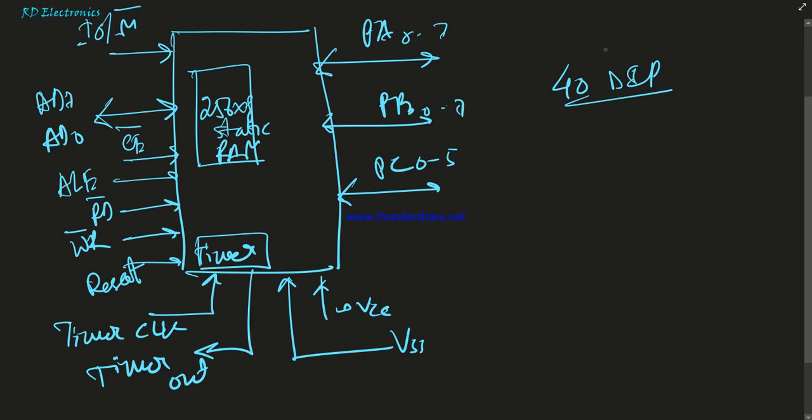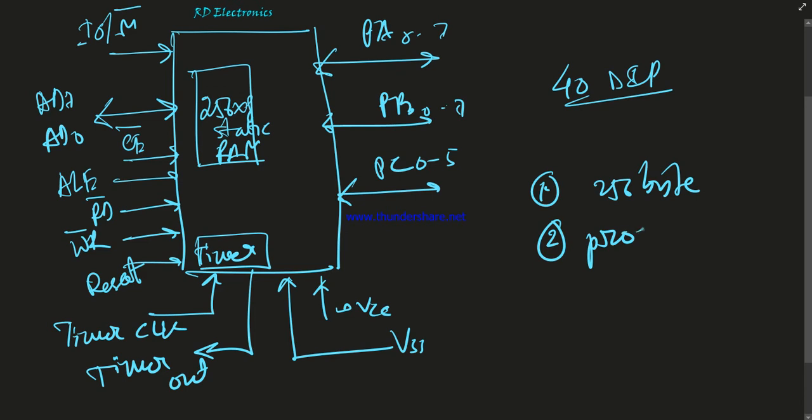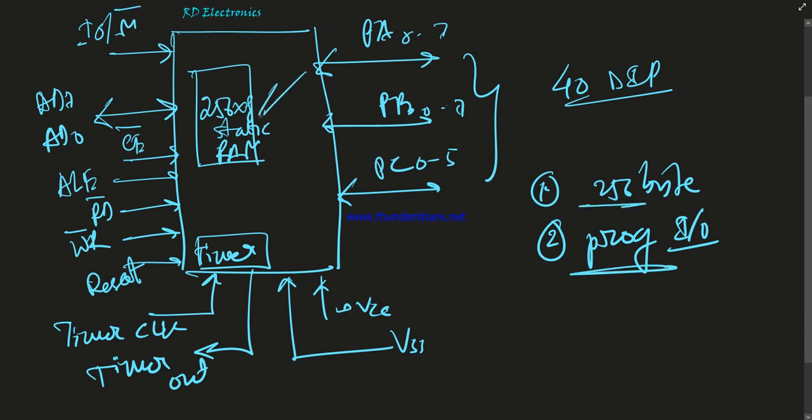The 8155 is a device of two sections. Please note down: the first section is 256 bytes of static memory, and the second section is programmable input output operation. Port A, port B and port C participate in the second operation, and the 256 bytes are handled by this block. So these are the two sections of the 8155, a very important thing.